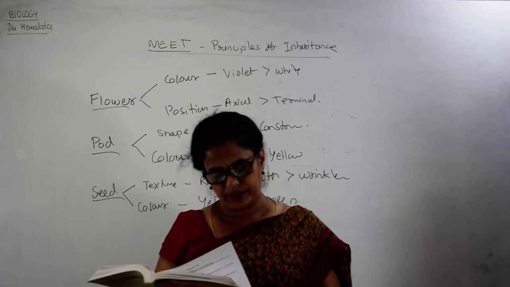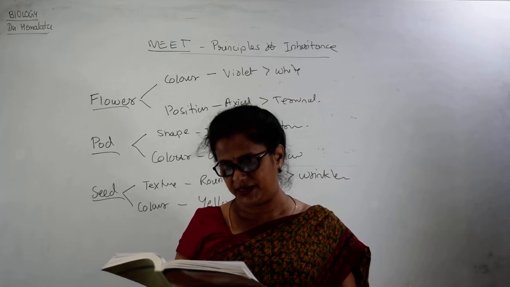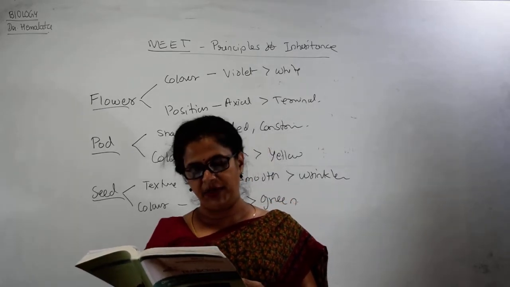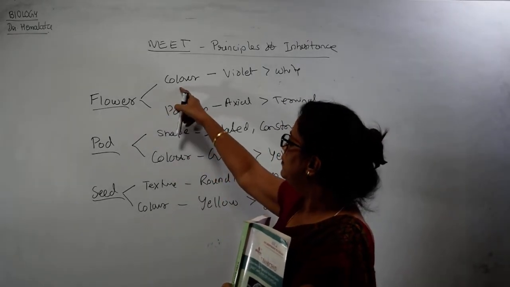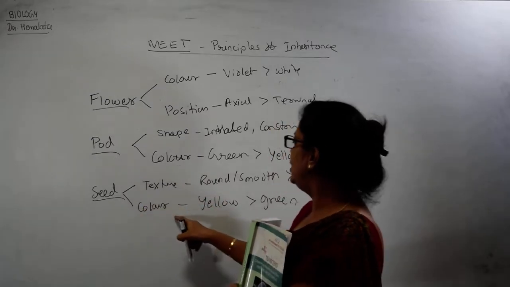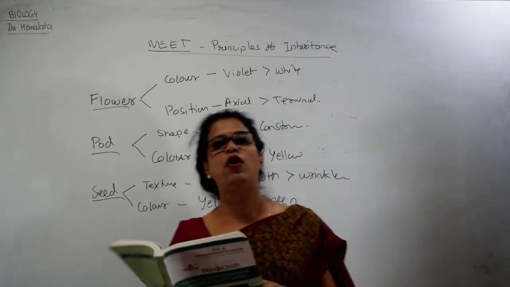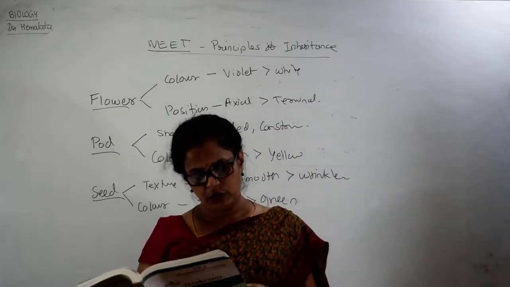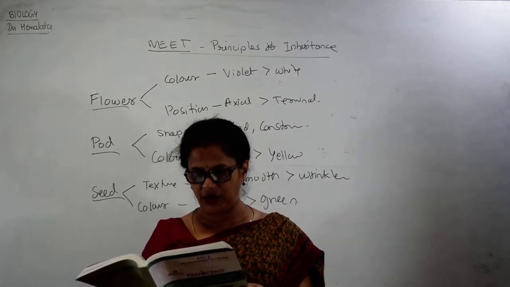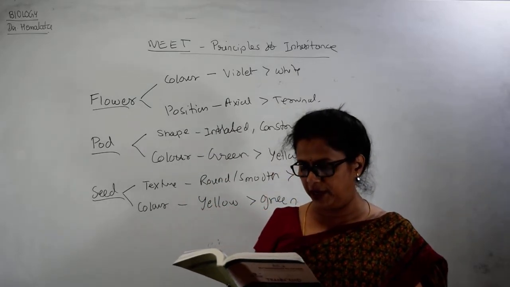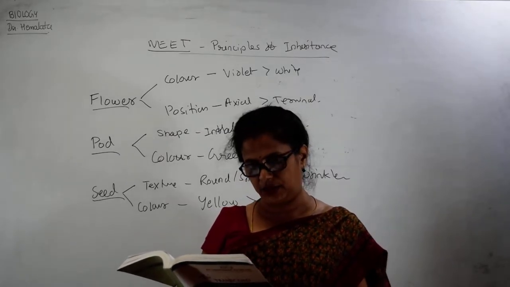Next, 12th question. The color-based contrasting traits in the 7 contrasting pairs studied by Mendel in pea plant, meaning color-based characters. What all did he study? Here only you can make out. Flower color he mentioned, pod color he mentioned, seed color he mentioned. So 3 characters he studied on color. Right? So always you have this list of all the 7 characters studied by Mendel. So the answer should be 3. One is flower color, one is pod color, one is seed color. So it is 3.